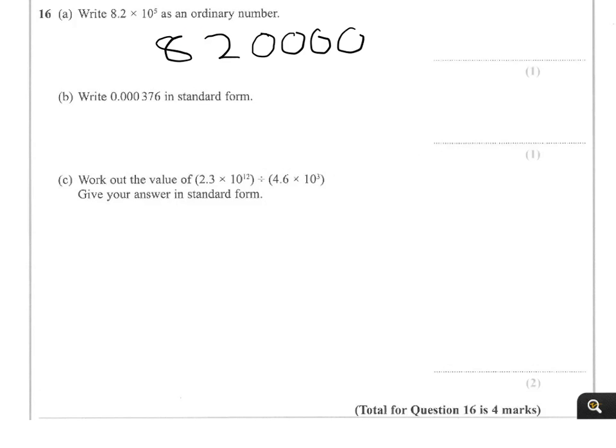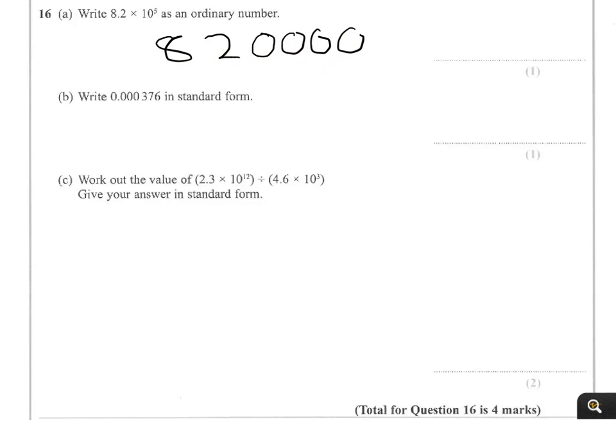So 8.2 times 10 to the 5 as an ordinary number is 820,000. Another way of checking is that the number of numbers in your final answer is one more than the power. So the power is 5, and you'll see you've got 1, 2, 3, 4, 5, 6 numbers written.